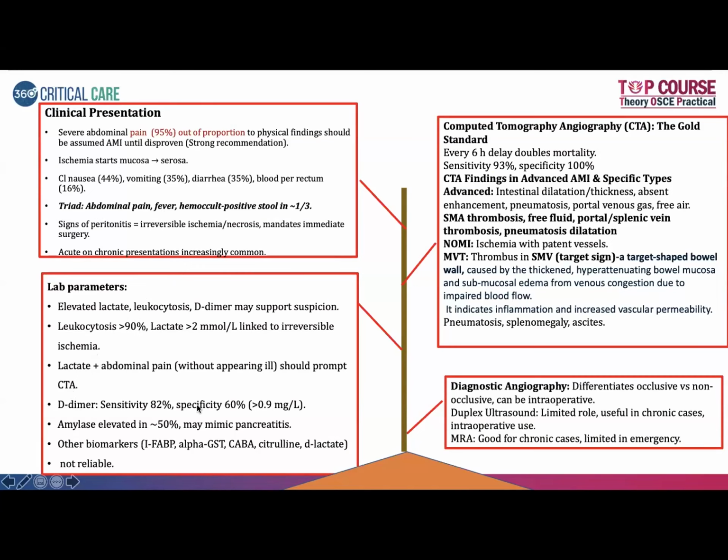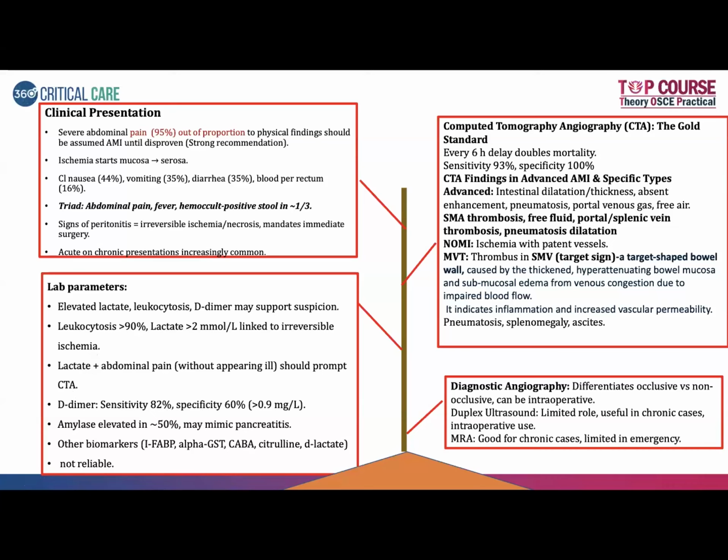D-dimer has a specificity of 60, sensitivity of 82. Amylase can be elevated. Other biomarkers are IFABP, alpha GST, citrulline, D-lactate. So these are all not very reliable. When you do a CT angio, this is the gold standard. If you delay the diagnosis by 6 hours, it doubles the mortality.